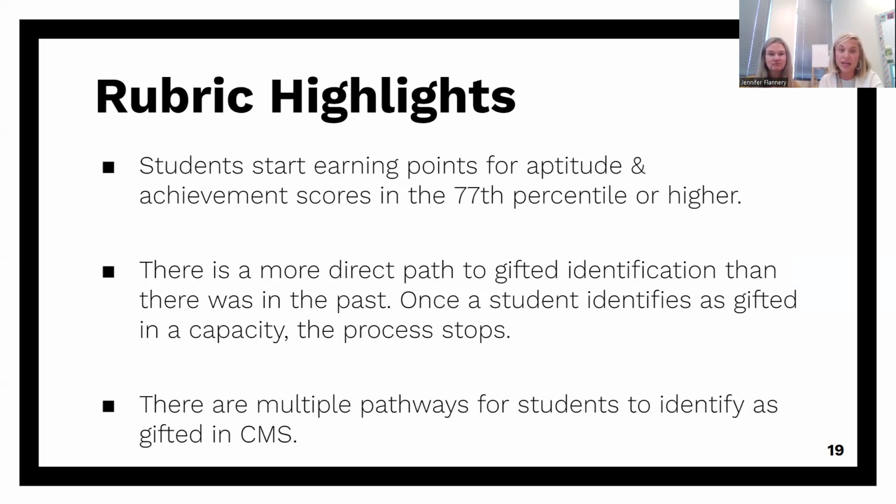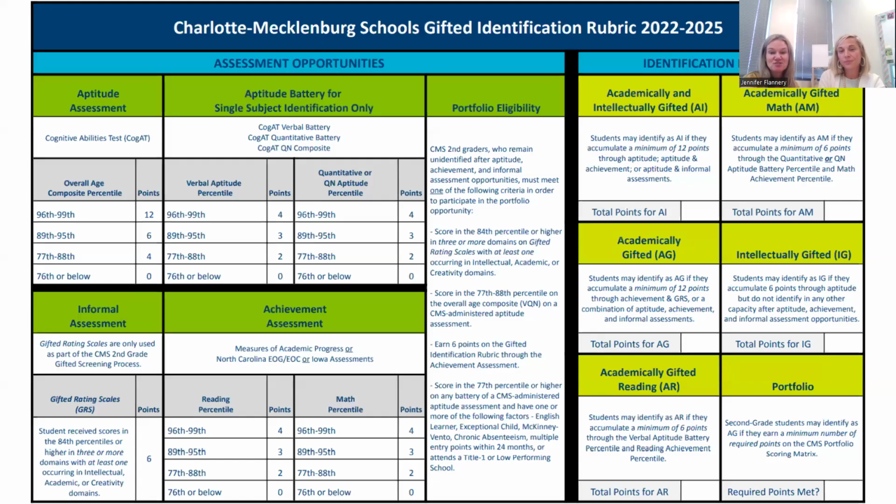Once a student identifies as gifted in any capacity, the process stops. And we do know there are multiple pathways for students to identify as gifted in CMS. It doesn't just stop with the COGAT. We've already mentioned GRS skills, Iowa opportunity, as well as portfolio. This is just a glance at what our identification rubric looks like. If you have questions about it, once all of our scores are coming back, or you want us to walk through it with you, we are happy to do so.